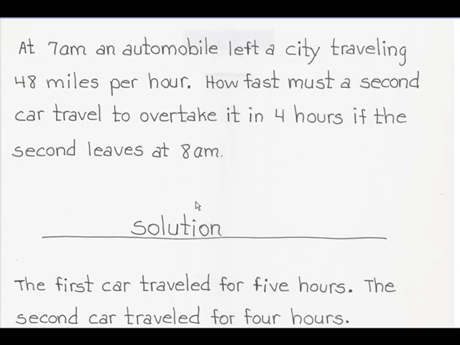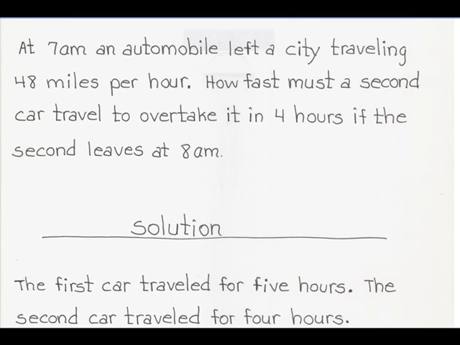At 7 a.m., an automobile left a city traveling 48 miles per hour. How fast must a second car travel to overtake it in 4 hours if the second leaves at 8 a.m.?